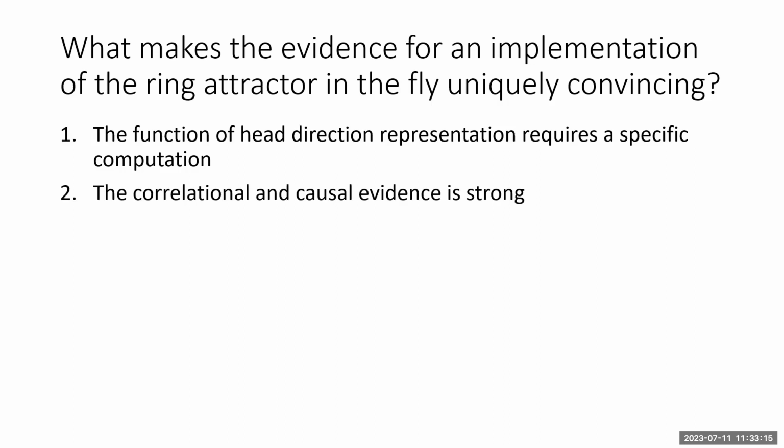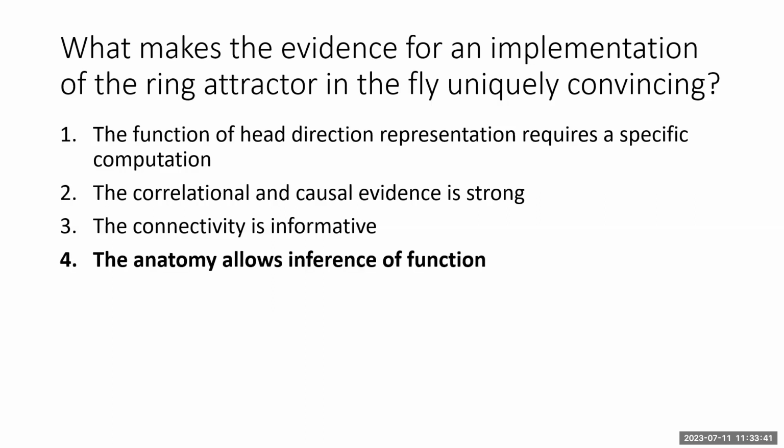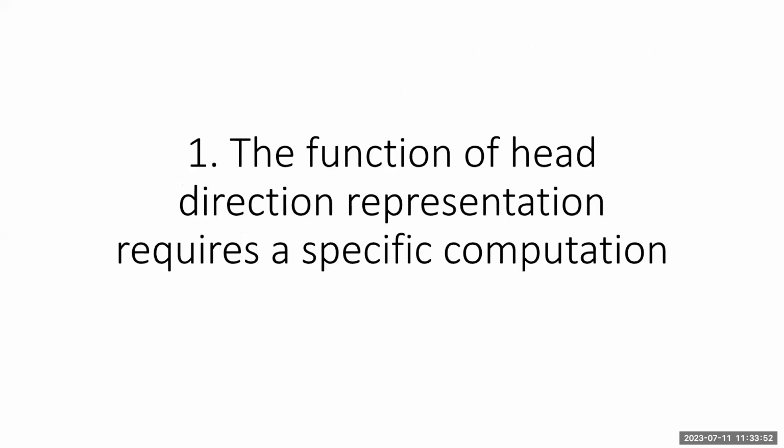Another thing that we can say is that we just have overwhelming correlational and causal evidence. We can say that we have information about the connectivity, which is information about connectivity being so describing physical properties of the system is very convincing. And finally, we can say that the anatomy allows inference of function. And I suggest that it's number 4. That's actually the relevant property that we should consider more seriously. So I'll just go quickly through these options and try to convince you that they're not that important.